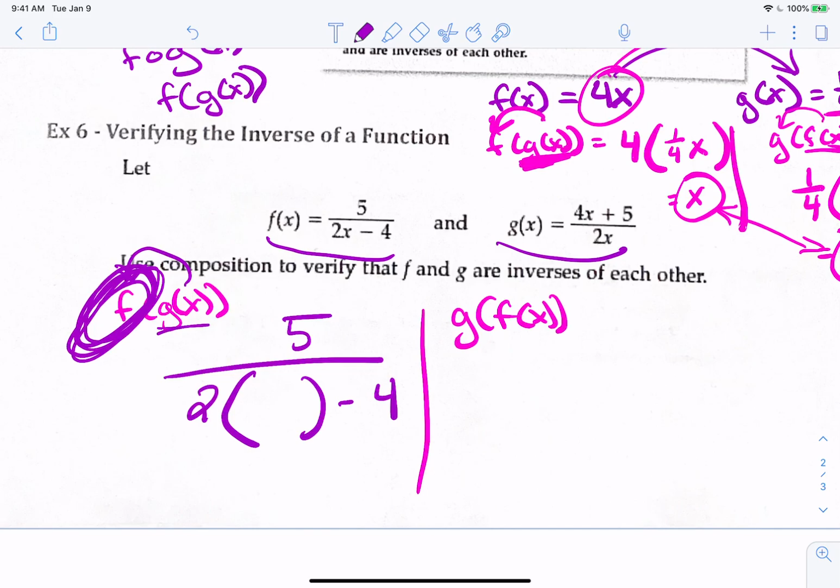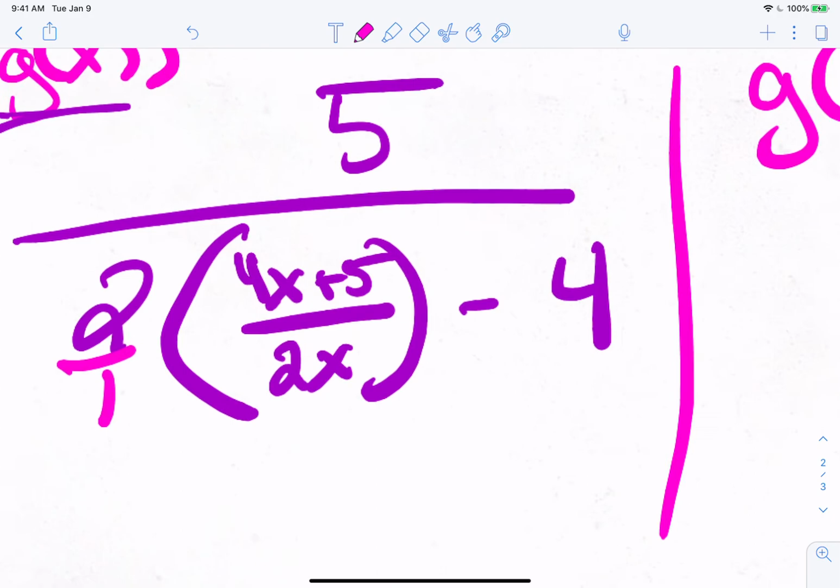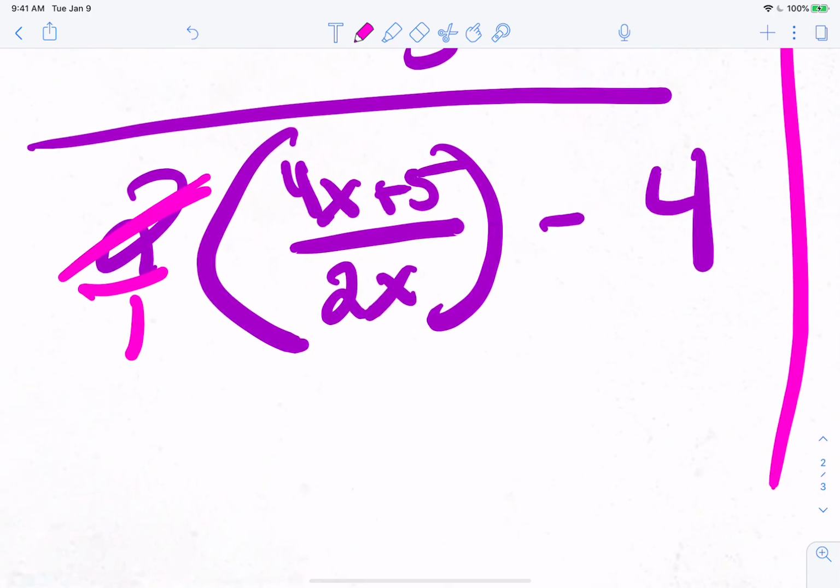In that parenthesis, I'm going to say 4x plus 5 all over 2x, minus 4. That is disgusting. Okay, now what? You could distribute the 2. Really, this is like 2 over 1. And the really nice thing is this 2 will cancel with this 2.